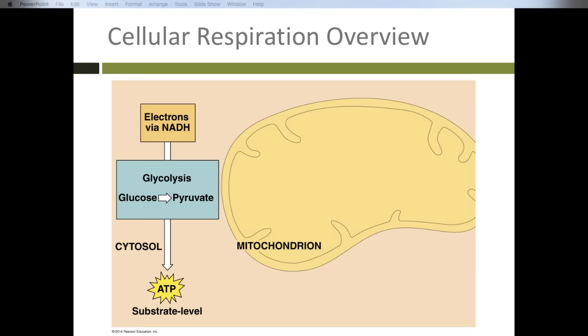Here's an overview of cellular respiration. Glycolysis is our first step, and this happens in the cytosol, and it does not require oxygen. Therefore, all organisms are capable of glycolysis. Glucose is initially broken down into pyruvate. Some electrons are transferred to NAD, reducing it to NADH.